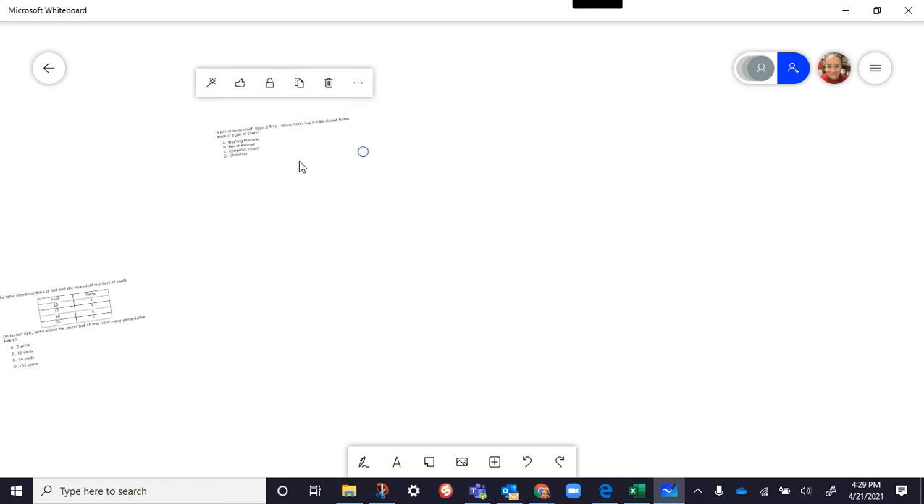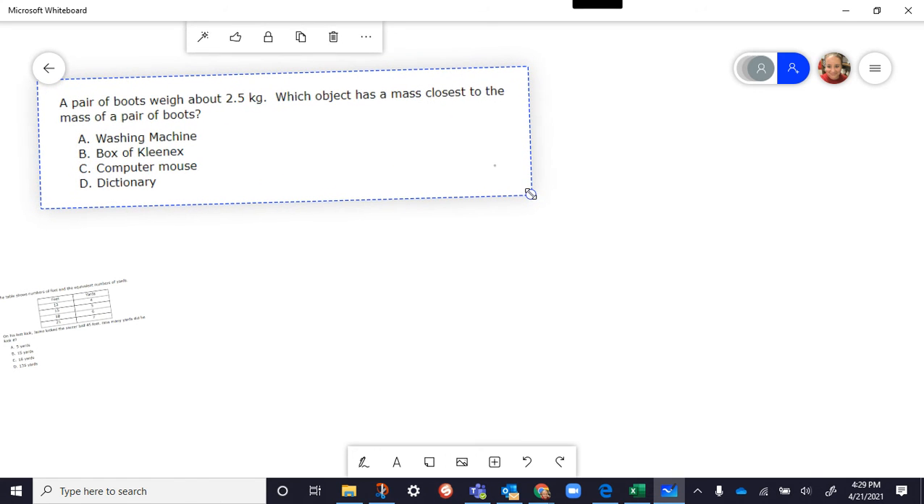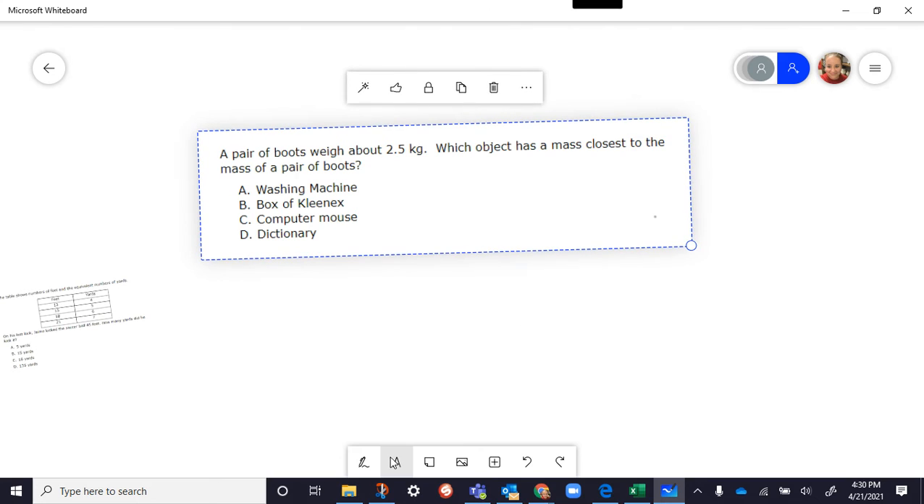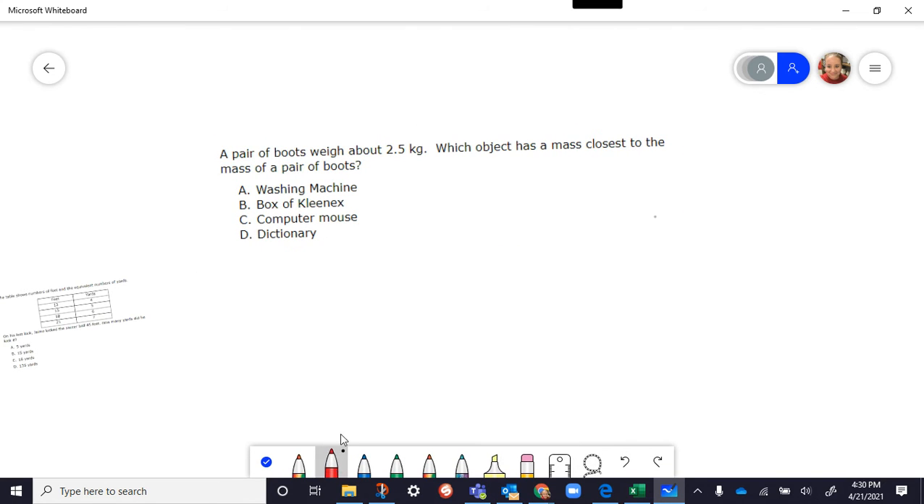All right, there's one more of those kind. So let's see what this one says. All right, we've got a pair of boots, and the boots weigh 2.5 kilograms. Which object has a mass that's closest to a pair of boots? Well, right away, I know a washing machine is way heavier. I can carry a pair of boots. I cannot carry a washing machine. A box of Kleenex weighs barely anything, so I don't think it's going to be that.